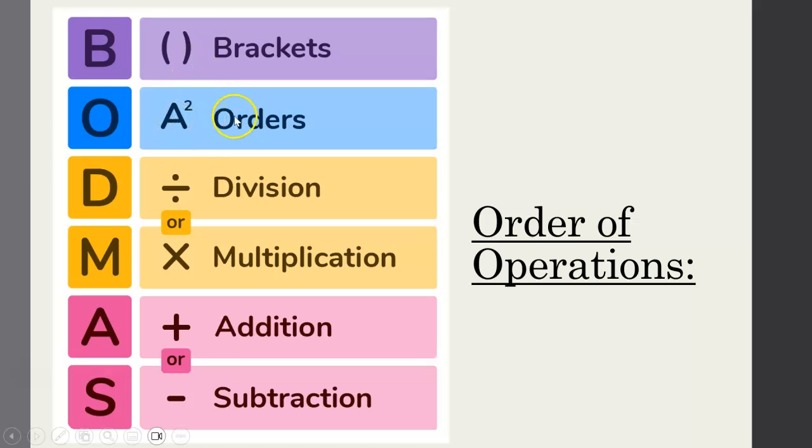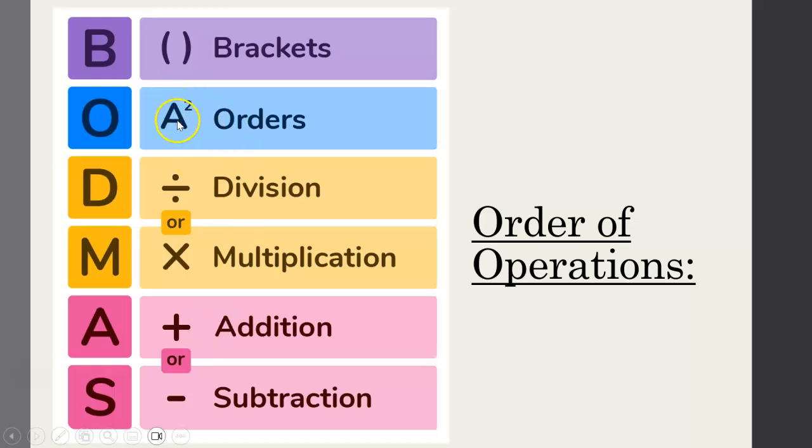Then you have orders, or sometimes there's an I there, so it would be indices. If you have something squared, so 2 squared or 10 squared, or something cubed, something to the power of a half, anything with a power, that's what we call orders, or indices. That would be the next most important thing after you've done your brackets.